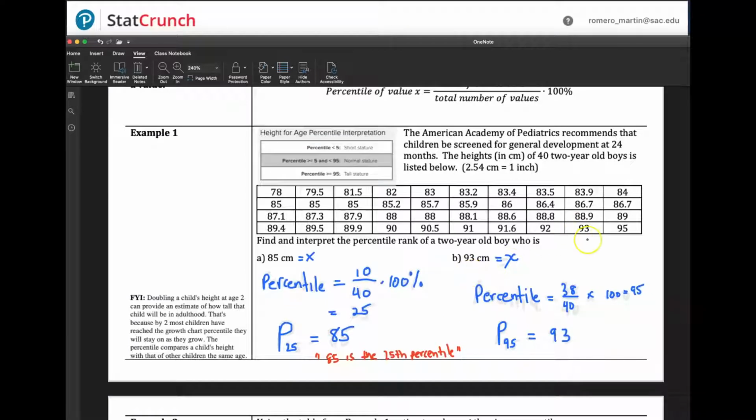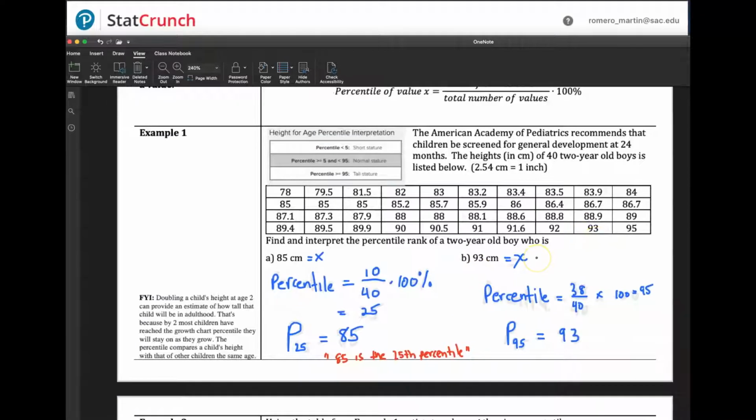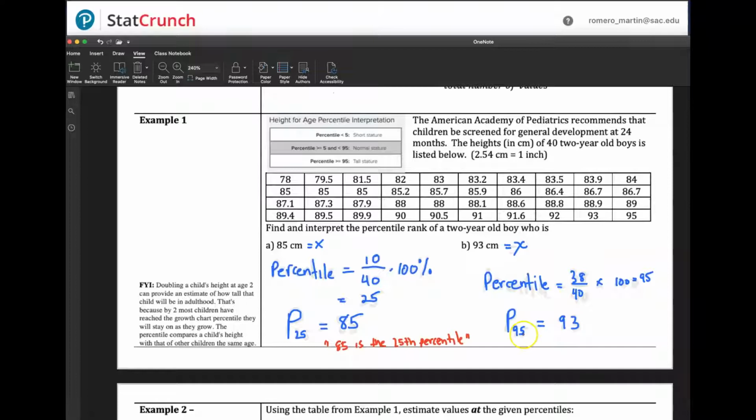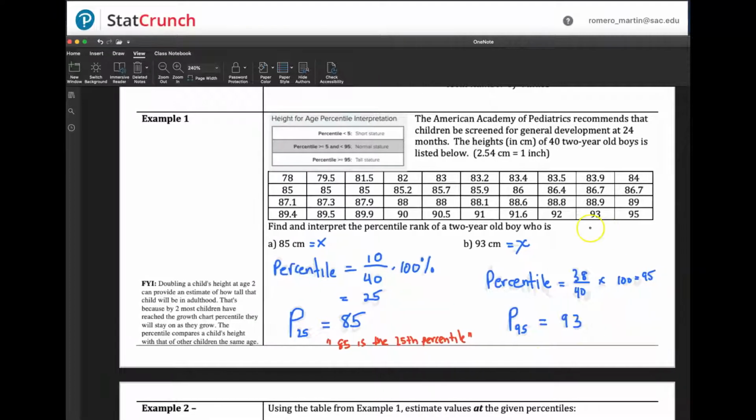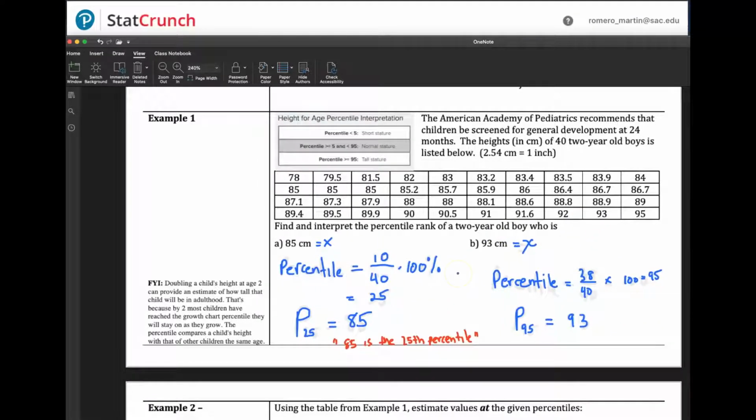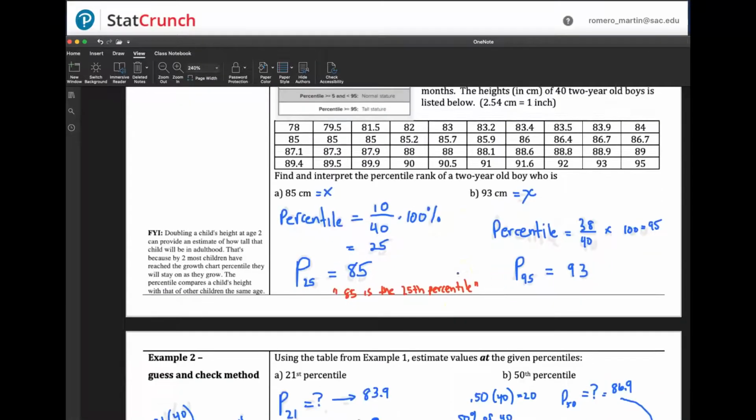How about 93? 93 here is the 95th percentile. As you can see, 38 values are below 93, and that turns out to be 95%. And so then 93 is the 95th percentile because 95% of the values are below 93.